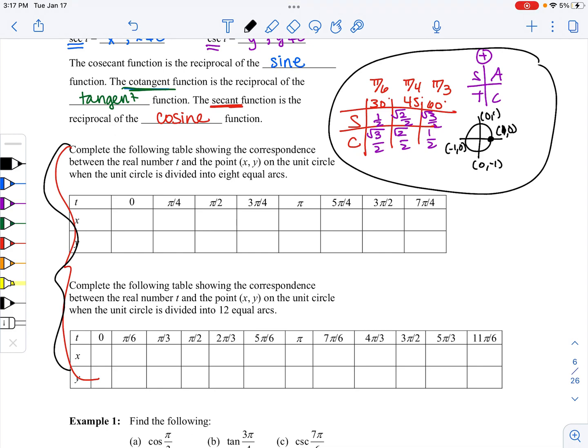If I use it properly, I'll get, if t is 0, x and y is 1, 0. Pi over 4 is root 2 over 2, comma, root 2 over 2. Pi over 2 is 0, comma, 1. 3 pi over 4 is negative root 2 over 2, comma, root 2 over 2. Pi is negative 1, comma, 0. 5 pi over 4 is negative root 2 over 2 and negative root 2 over 2. 3 pi over 2 is 0, comma, negative 1. 7 pi over 4 is root 2 over 2 and negative root 2 over 2. And then you can use the rest of your unit circle to fill in that second chart if you want to.